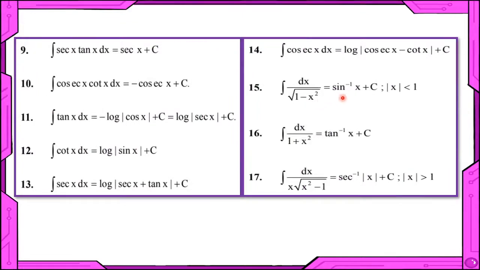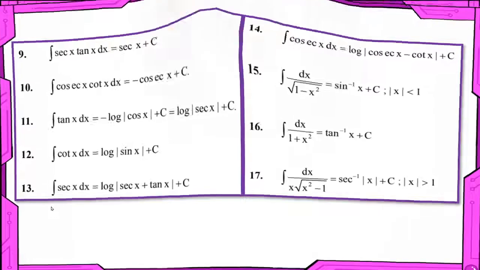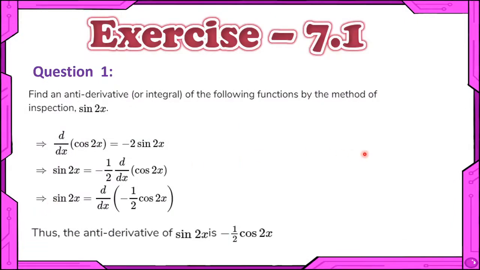If you remember, the derivative of sin inverse x is 1 upon under root 1 minus x^2. So here the integral of dx upon under root 1 minus x^2 will be sin inverse x plus c. So that's how, students, we have to proceed while integrating.